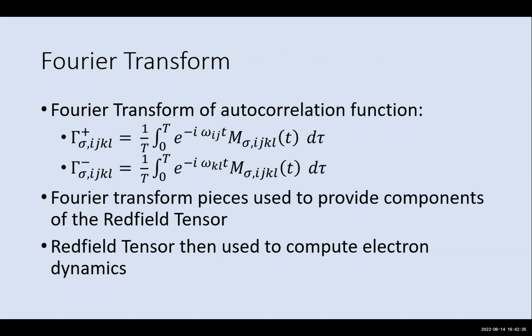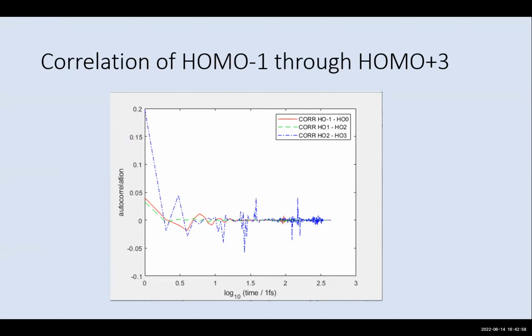Once we have our autocorrelation function, we do a Fourier transform as we commented on. We have these two pieces, and from those get used in the Redfield tensor, and the Redfield tensor is then used to compute the electron dynamics as discussed. With the MATLAB scripts, it will be presented more on this later.